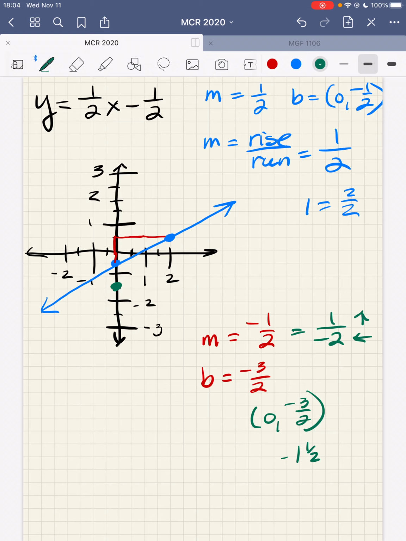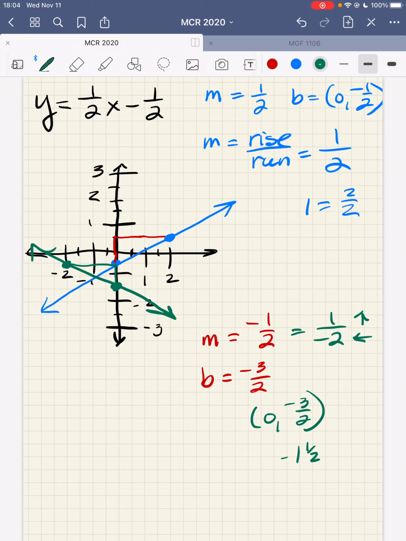So if I'm rising up 1, I end up at negative 1/2. And if I go to the left 2, I end up there, and my line ends up going down.